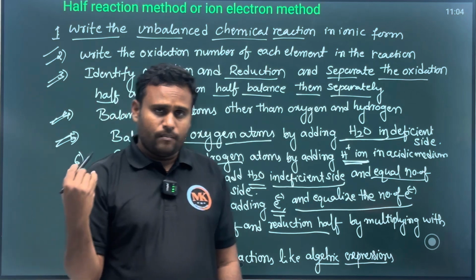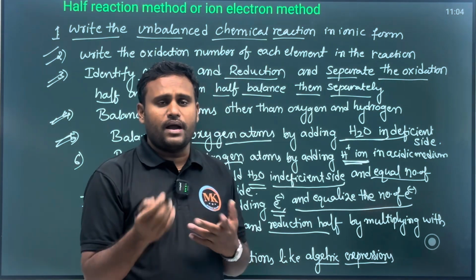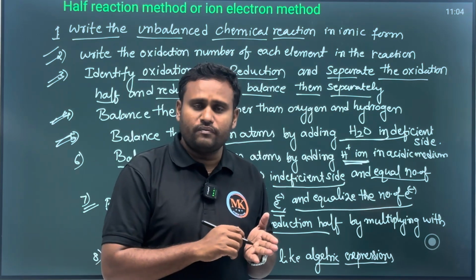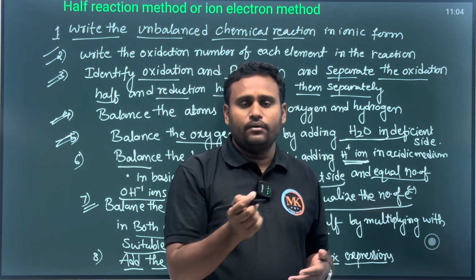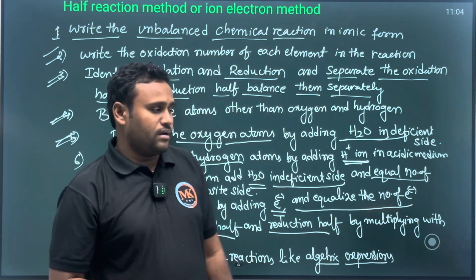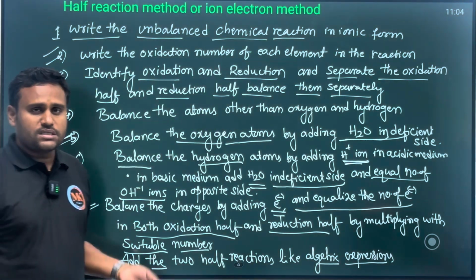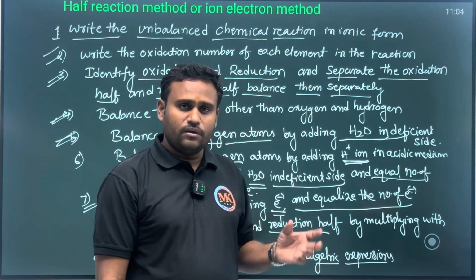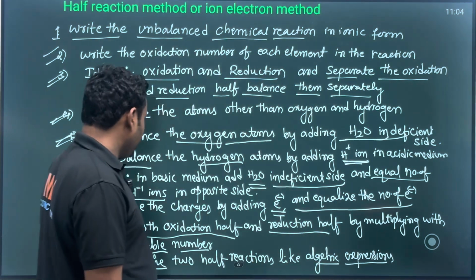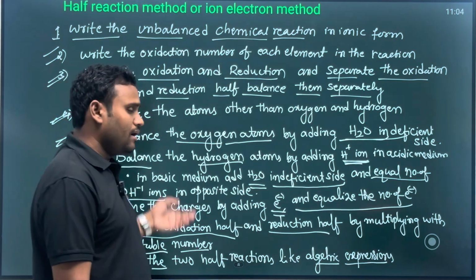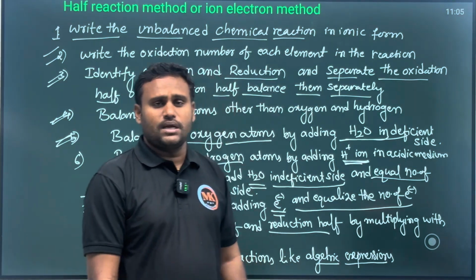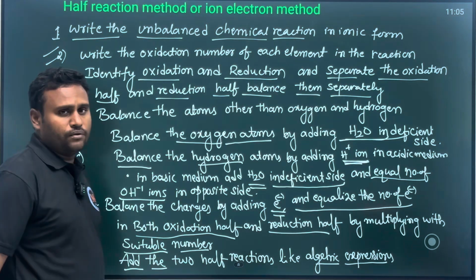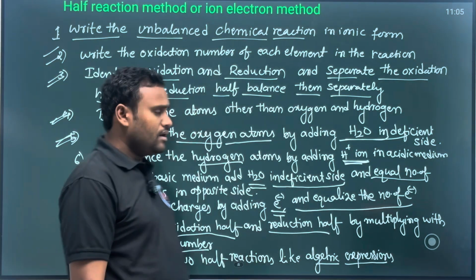Next, balance the hydrogen. In acidic medium, add H plus ions on the deficient side. In basic medium, add H2O on the deficient side and an equal number of OH minus on the opposite side. Next, balance the charges by adding electrons. Then equalize the number of electrons on both sides by multiplying with a suitable number, and add the two equations like algebraic expressions. These are the steps we need to follow in the ion electron method.